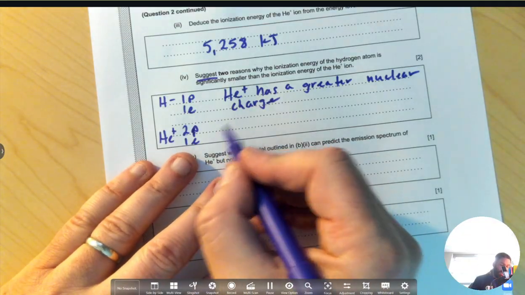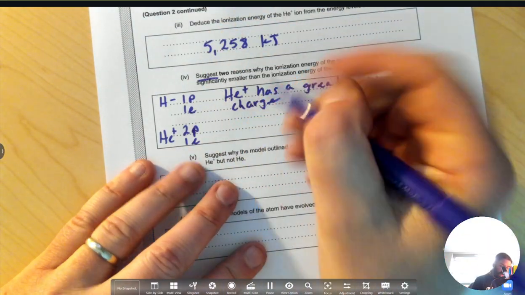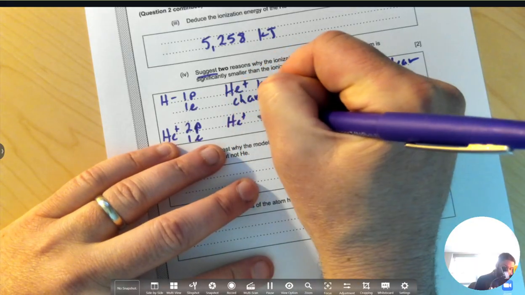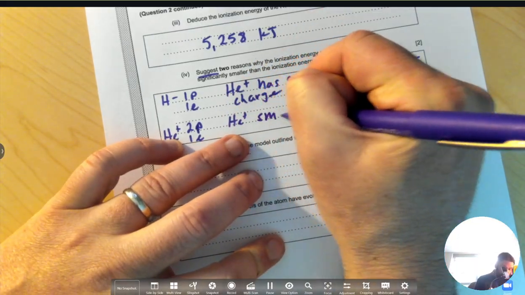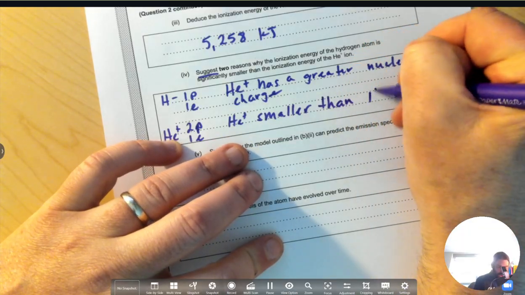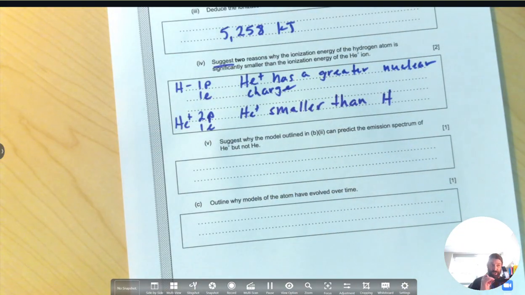Also, if you look at the trend in atomic radius, it decreases going left to right. So the helium cation is also smaller than the hydrogen atom, which means that the electrons are physically closer to that stronger nucleus, makes it harder to take them away, which is why the ionization energy is greater.